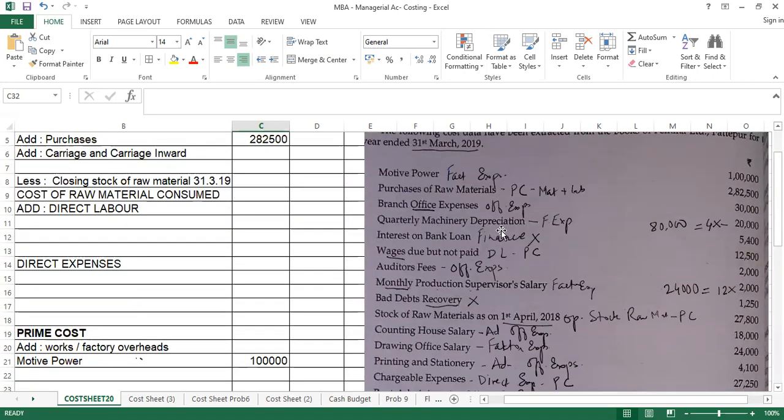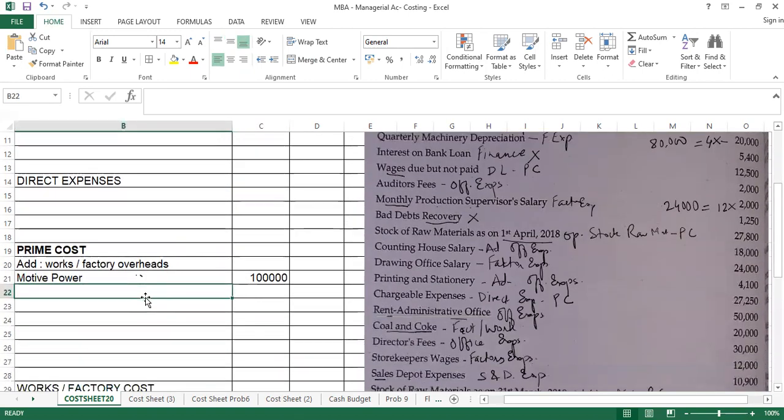Machinery depreciation, that is quarterly. So yearly it is 80,000. That is factory expenses, for the machine depreciation. The yearly amount is 80,000 rupees. That will go to the factory expenses. Next, interest on bank loan, that is finance cost, which we will not take.